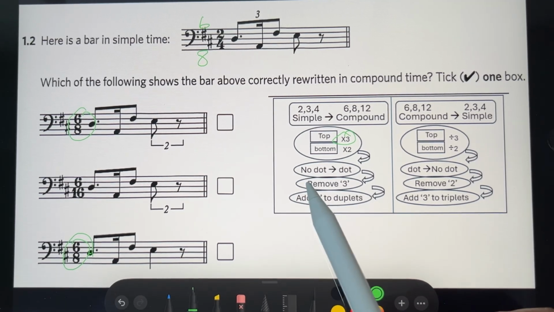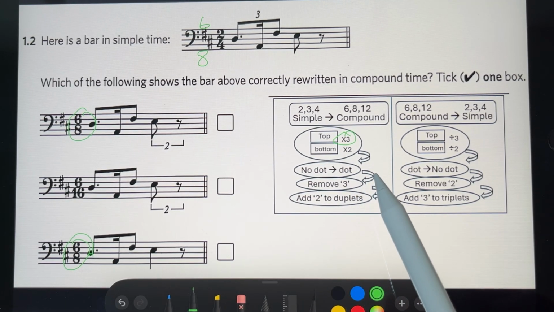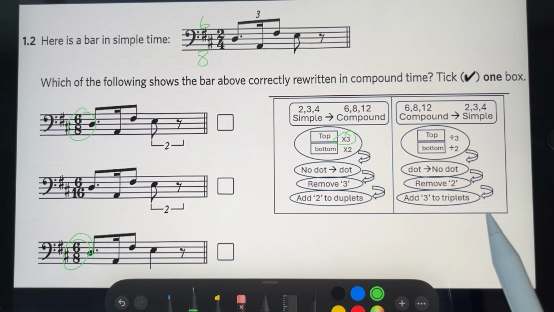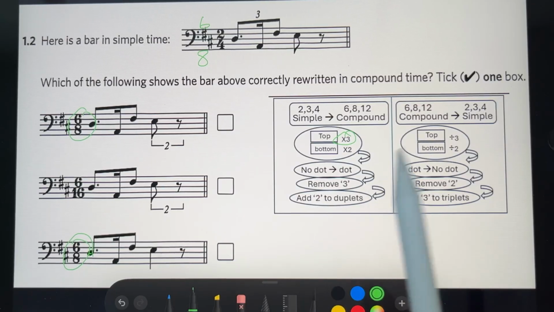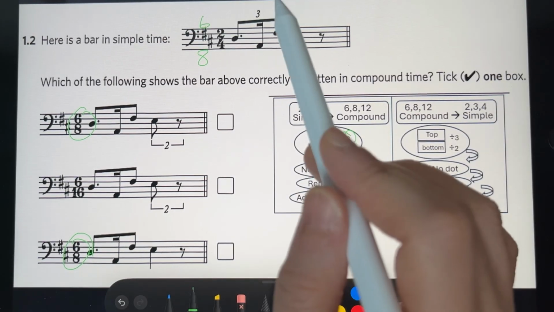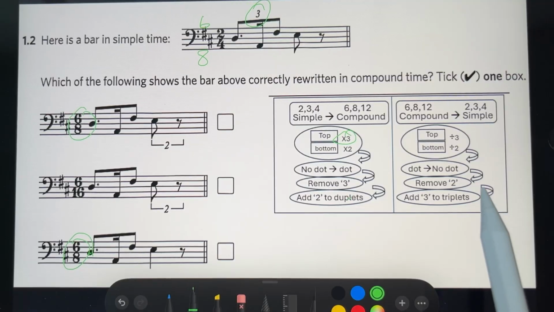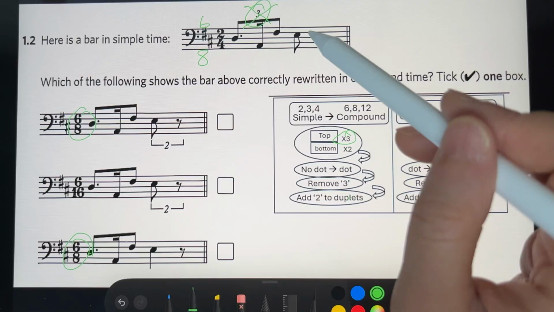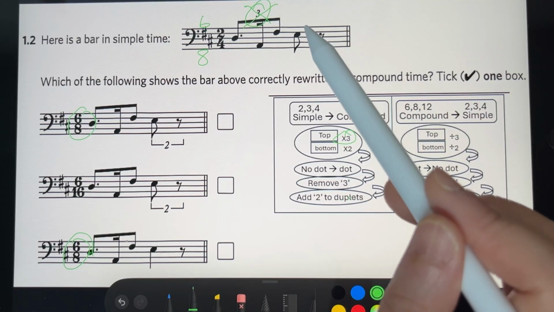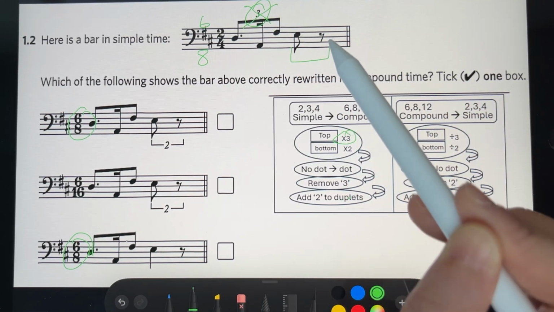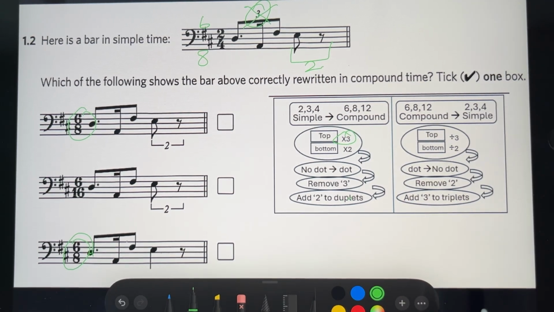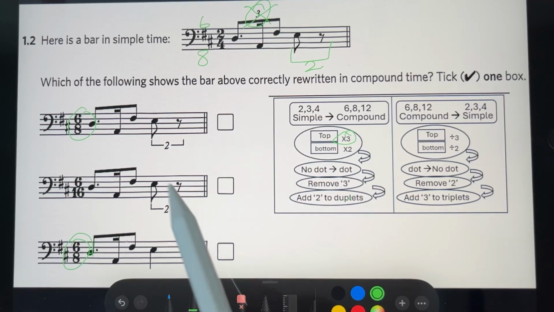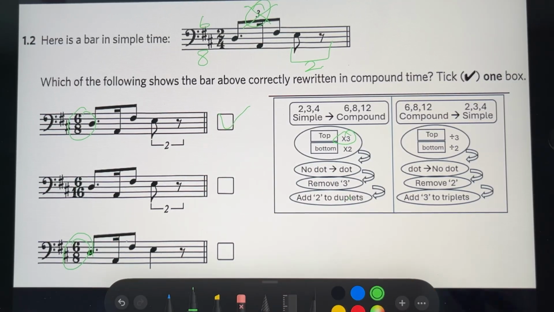Now next one, no dot becomes dot. Okay, so we have over here no necessary one. Next one we have remove 3, so this one is going to be removed. Okay, so this one cross out and add 2 to duplet. So we have a duplet 2 equals, yes, and then we are going to add them together, put them into duplet. So let's look at this one. We have duplet here, and by here there's no duplet. So the answer will be the first one.